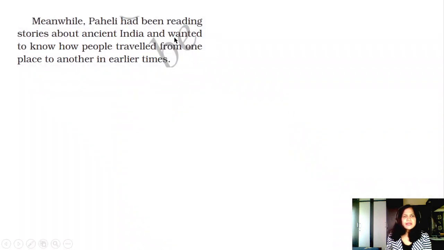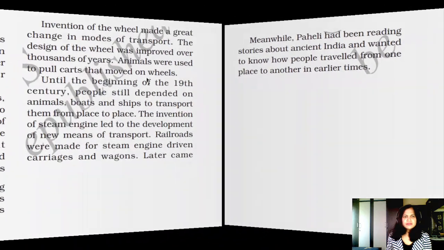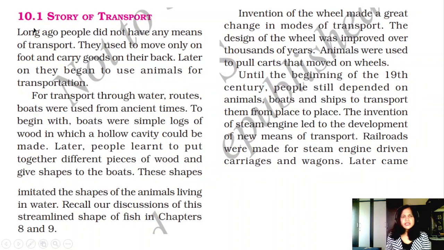Meanwhile, Paheli had been reading stories about ancient India and wanted to know how people traveled from one place to another in earlier times. 10.1 Story of Transport. Long ago, people did not have any means of transport. They had to go by walk only. They used to move only on foot and carry goods on their back. Later on, they began to use animals for transport.